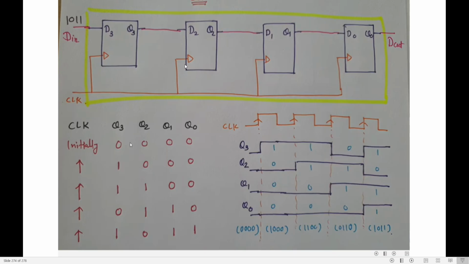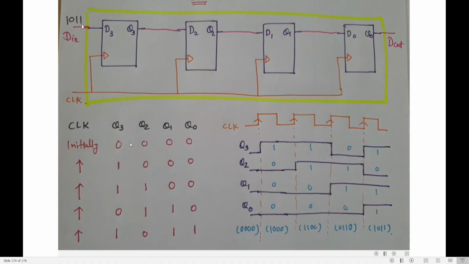Listen carefully. First data at the first clock period. Can you see this clock period? Initially, what will be the value? All the outputs Q3, Q2, Q1, Q0 will be zeros. This is the assumption. Then at the first clock pulse, what is going to happen?